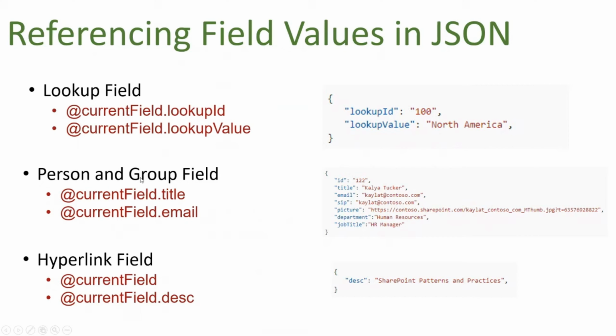Here, if you see the person and group field, it returns maybe 5 or 6 property values which you can use, like title, email, SIP, picture, department and job title. So you can use any of them by referring to @currentField.email. And if it is a hyperlink field, you can get the URL using @currentField. And if you want the description, we know hyperlink field is stored as a URL plus description, to get the description you can say .desc, which will display this. So all this has been documented in the Microsoft Docs itself.